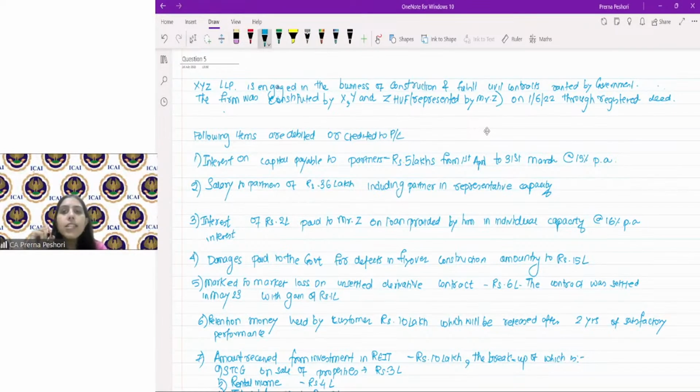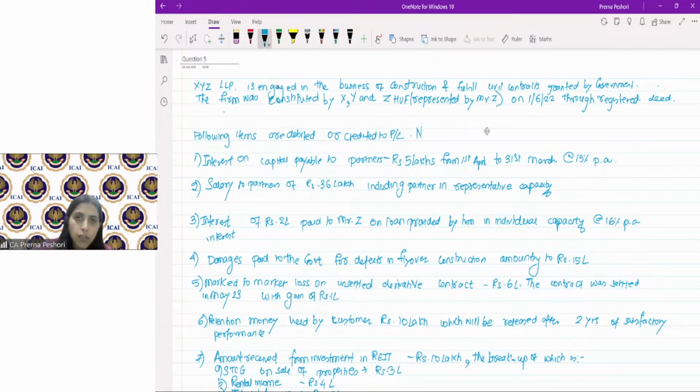And fulfills civil contracts granted by the government. The firm was constituted by X, Y, and Z HUF, represented by Mr. Z on 1/6/2022 through a registered partnership deed. The following items are debited or credited to the P&L.